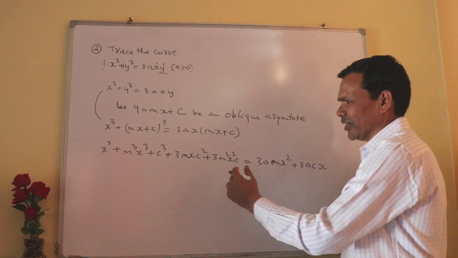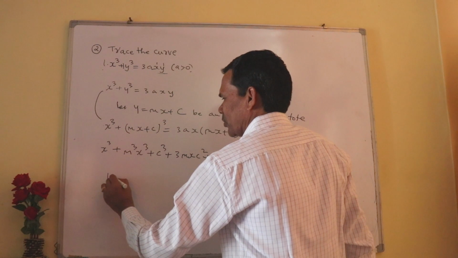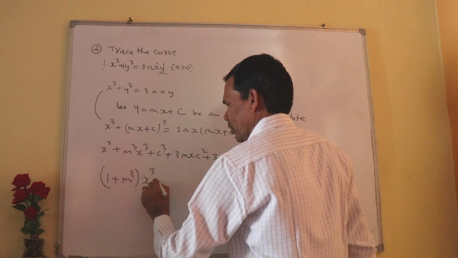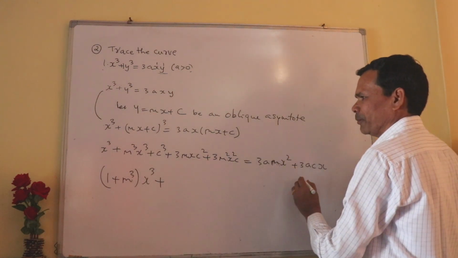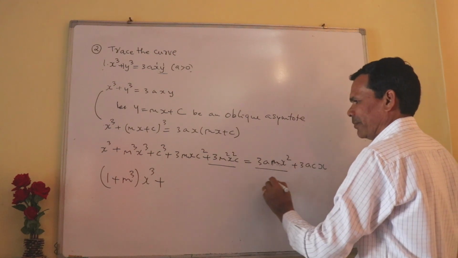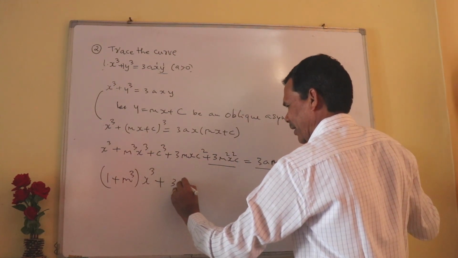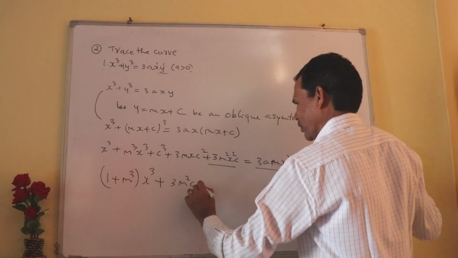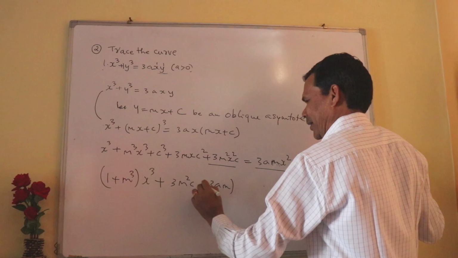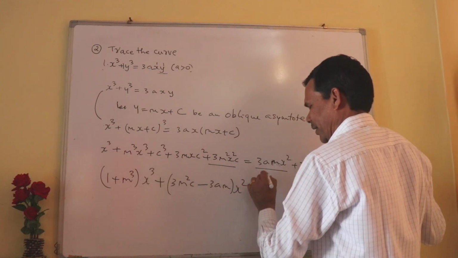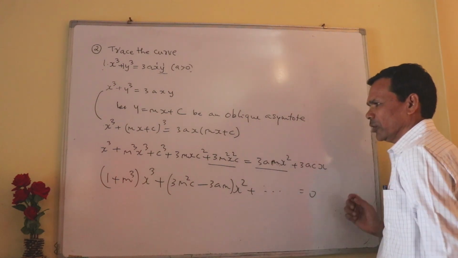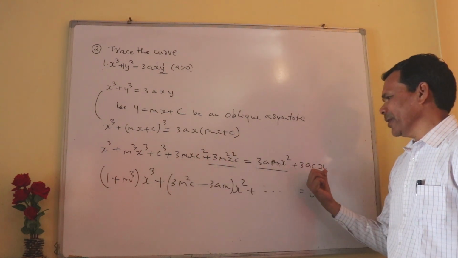Now we just rearrange the terms here. So the terms are 1 plus m cube into x cube, plus terms of x square, this term is there, this term, and the rest of the terms can be rewritten here: 3 times m square c minus 3 times am, x square, taking this term on the right hand side, and so on. This is equal to 0. So the remaining term x need not be considered.